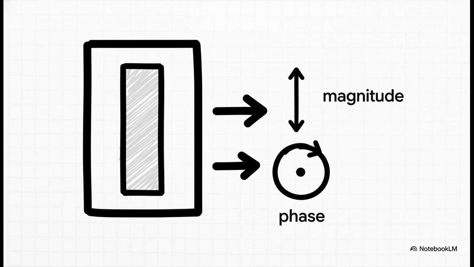But here's what makes this so incredibly powerful. The FFT doesn't just tell us that a frequency exists, oh no, it gives us way more detail. For each and every frequency, the output is something called a complex number.